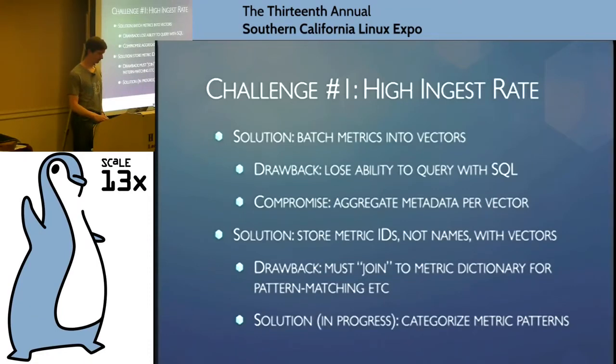mentioned. The drawback of batching stuff and storing it in vectors in a row, so the row essentially becomes wide with a bunch of columns in it, is that you lose the ability to query at the 1 second resolution with SQL. But in practice, we actually don't need that.